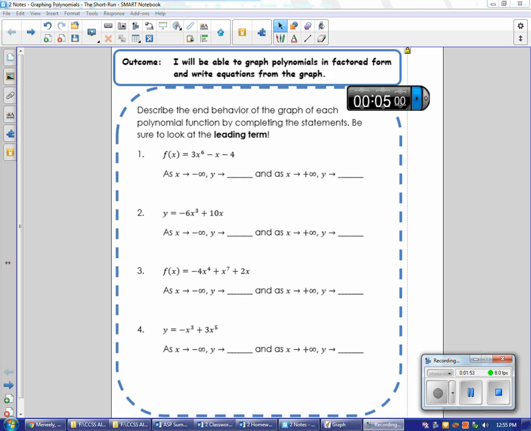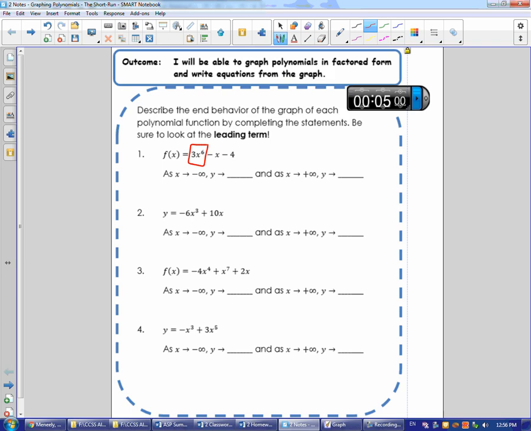So if I take a look at number 1, it says f of x is equal to 3x squared minus x minus 4. The very first thing I want to look at is to see if that equation is in standard form. And because the highest exponent comes first, and then the next term is an x, and the last term is a constant, I know that the equation is in standard form. So I'm going to put a big box around the leading term.